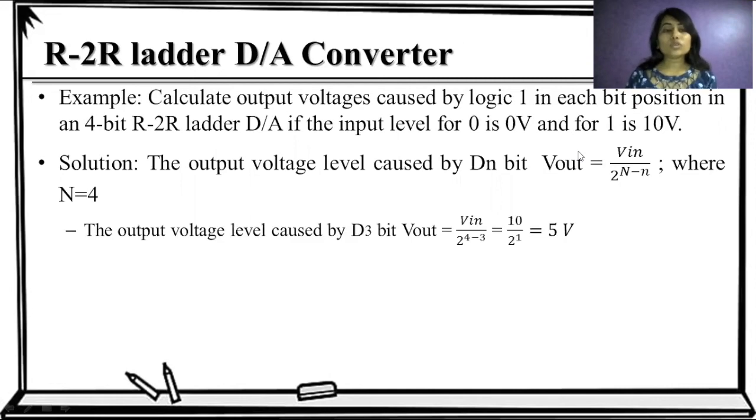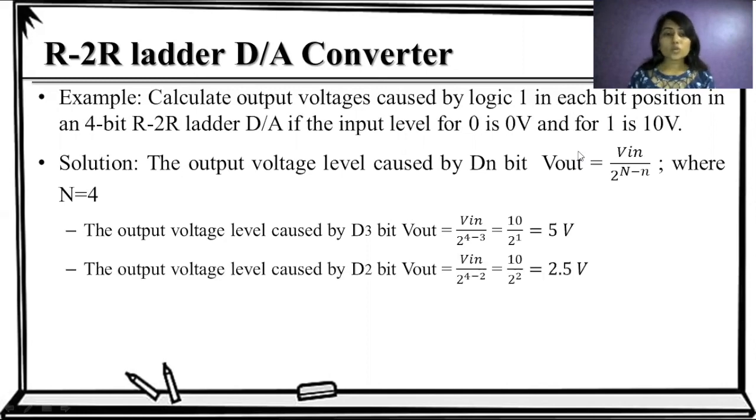The output voltage level caused by the D3 bit. So we have Vout equals Vin divided by 2 raised to 4 minus 3. So whenever D3 is equal to 1, we have an input voltage of 10 volt equivalent to logic 1. So here Vout is equal to 10 divided by 2 raised to 1, which is equivalent to 5 volt.